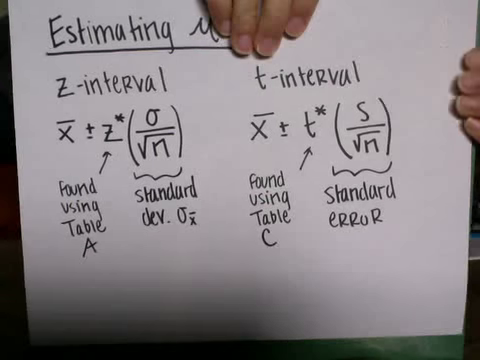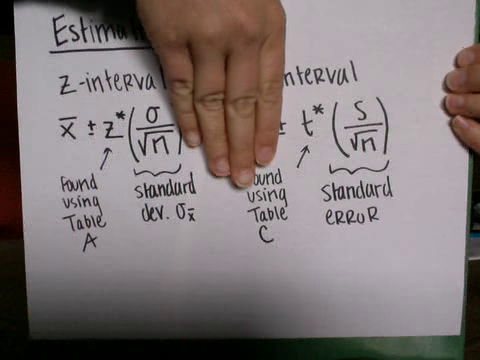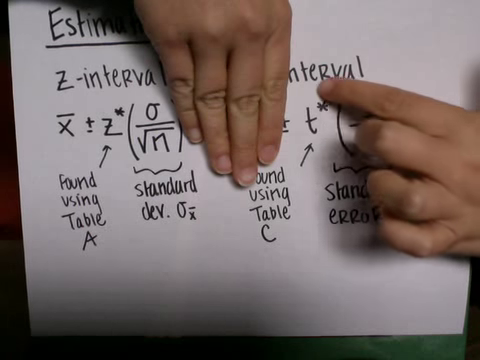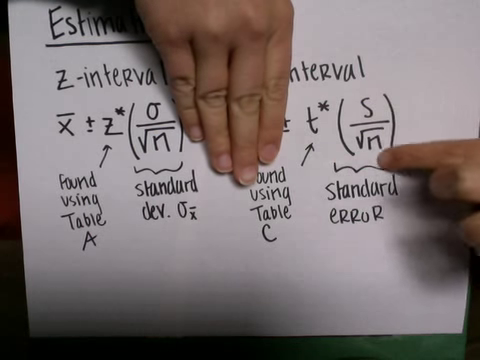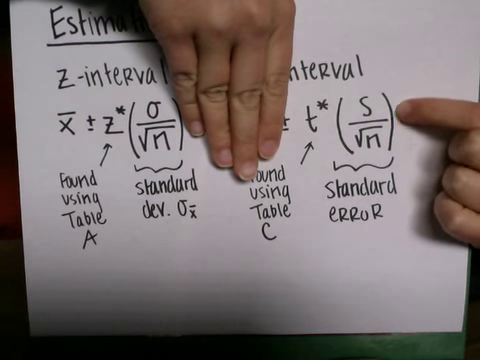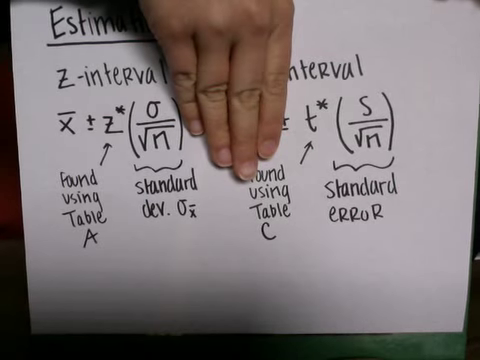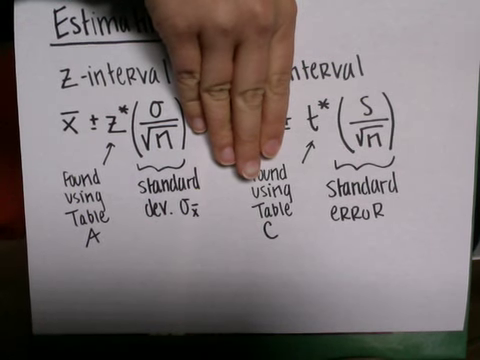Now I do want to just remind you that this whole plus or minus portion, this whole piece right here, including the critical value, that whole thing is our margin of error. This is our standard error. The whole piece is our margin of error. So if you're asked for those two different things, they are different values.